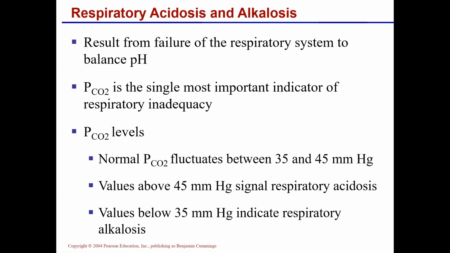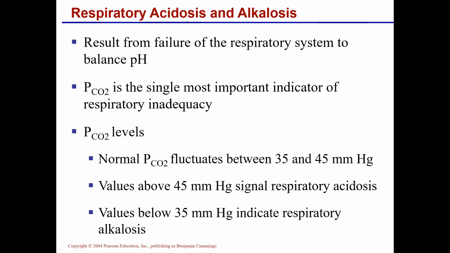Okay, so the urinary system can be used to regulate blood pH by controlling how many bicarbonate ions are reabsorbed and also by secreting hydrogen ions.